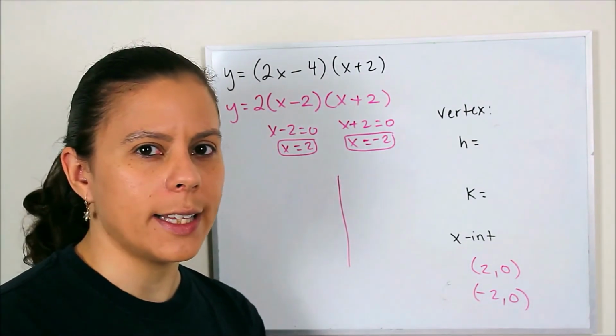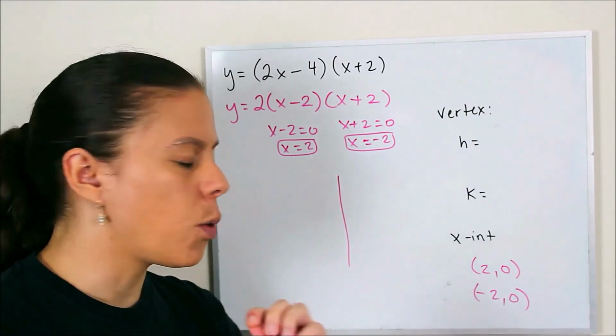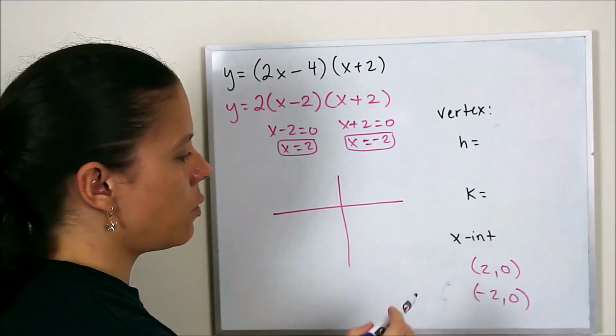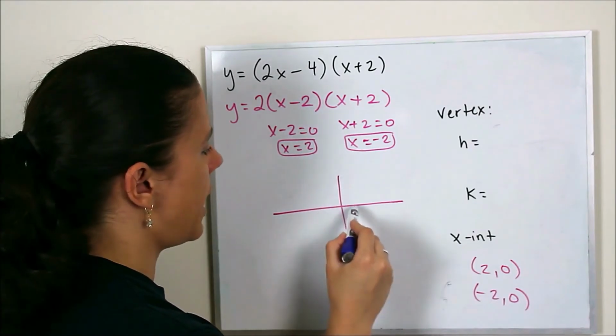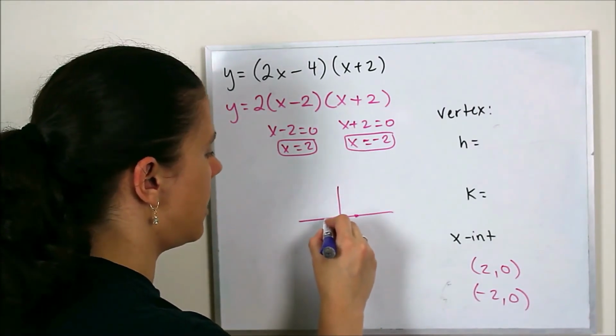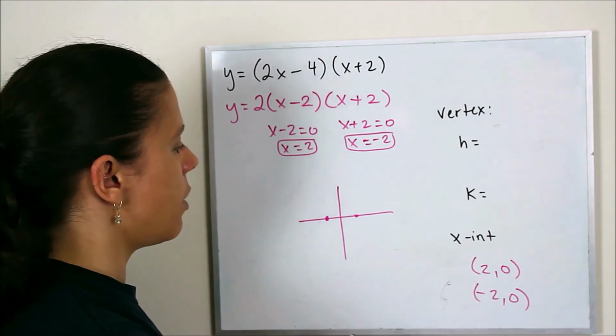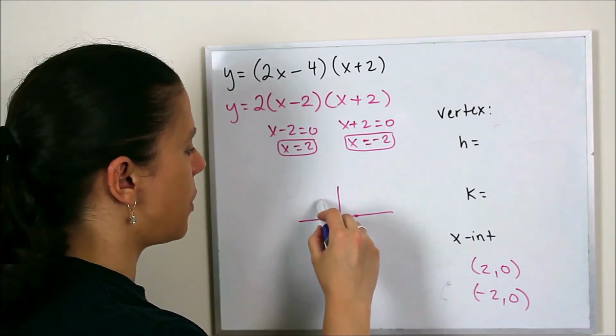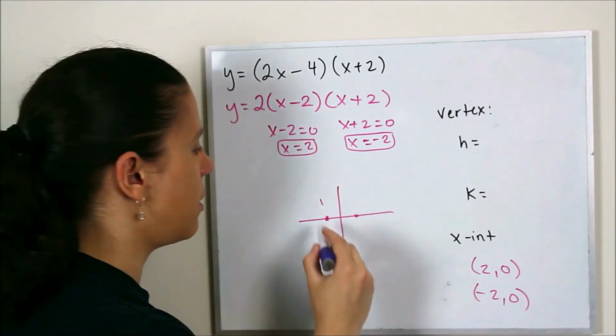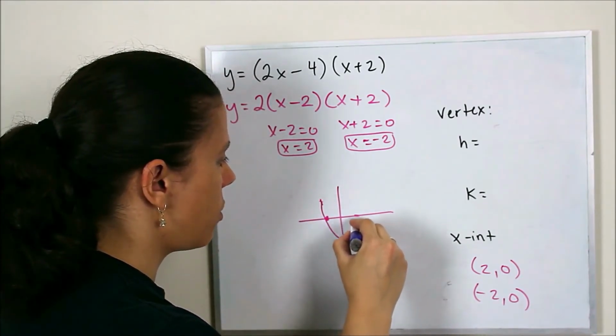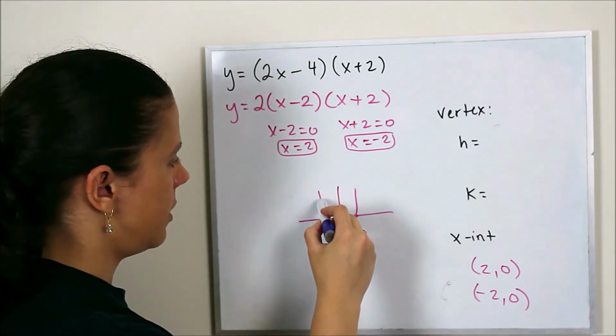We're going to graph them all at the end, but let me do a very quick representation of what it would look like. This would be the graph, right? Let's suppose we have 2 here and -2 here. These are my two x-intercepts. Well, we know that the parabola is going to open up because this is a positive, so it's going to open like that.